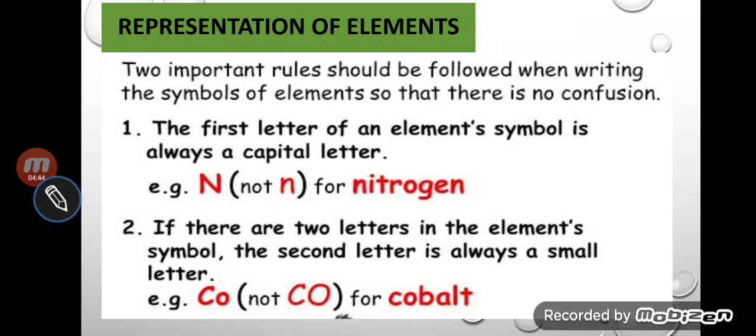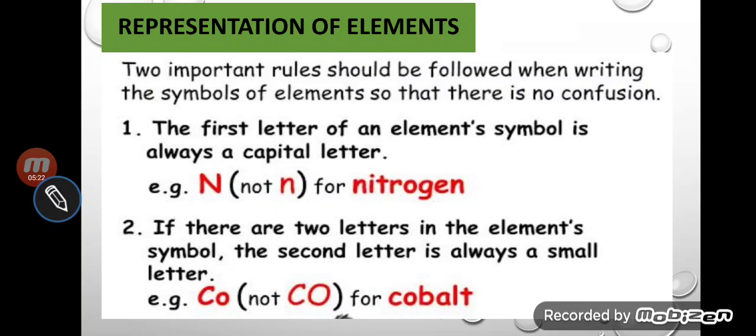So now, what is the way to write the symbols of elements? We will talk about the representation of elements. Suppose we have to write hydrogen. It will take lots of time to write hydrogen out, so there is a rule to represent elements by symbols. What is the rule? Two important rules should be followed when writing the symbols of elements, so that there is no confusion.